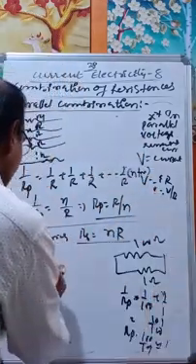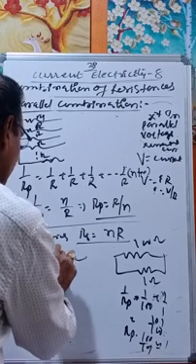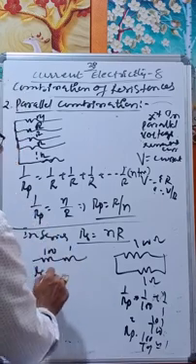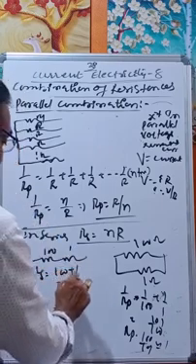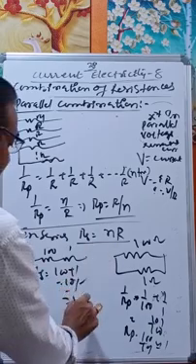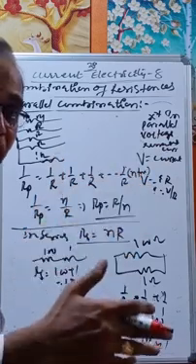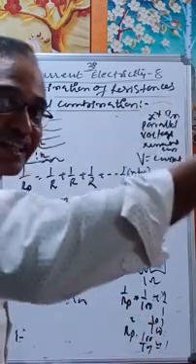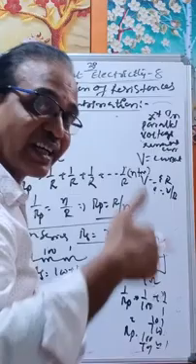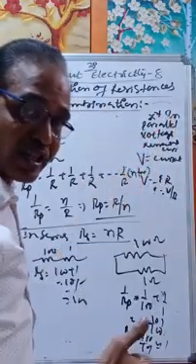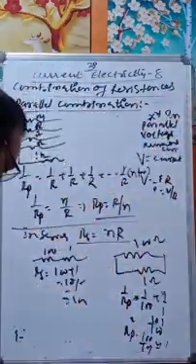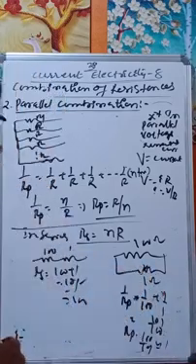Whereas in series, what happens? 100 ohms and 1 ohm. The effective resistance Rs is equal to 100 plus 1, 101, approximately equal to 100. High resistance in series with a low resistance, the effective is high resistance. In parallel, high resistance with low resistance, the effective is low resistance. We can neglect this 1 ohm.